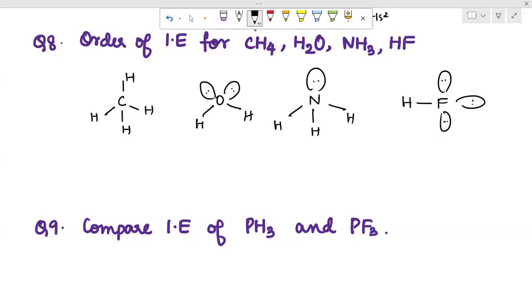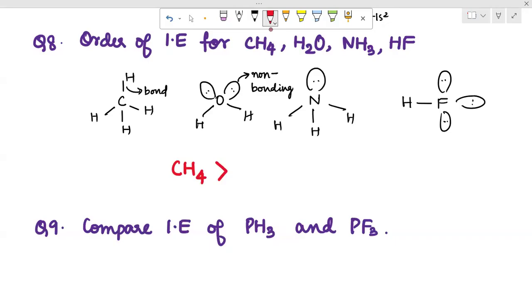So, removing an electron from non-bonded electrons will be easier, of course. Because here they are in a bond, and here they are non-bonding. So it is easier to pull an electron from here, which is not in a bond, than here. So CH4 will have the highest ionization energy, for sure, because it has no non-bonding electrons.